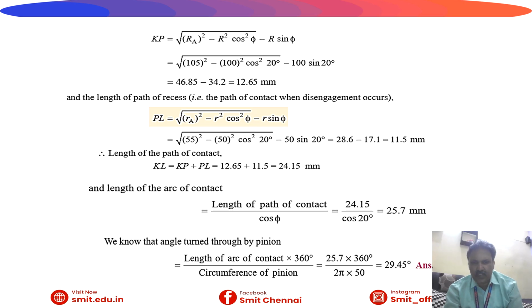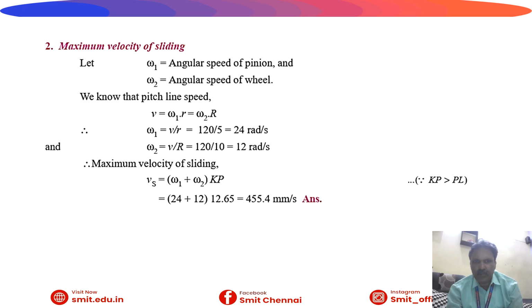Angle turned by the pinion is length of arc of contact divided by circumference of the pinion into 360 degree. Already we got the length of arc of contact, that is 25.7 into 360 degree divided by 2 pi into 50. We are getting 29.45 degree.